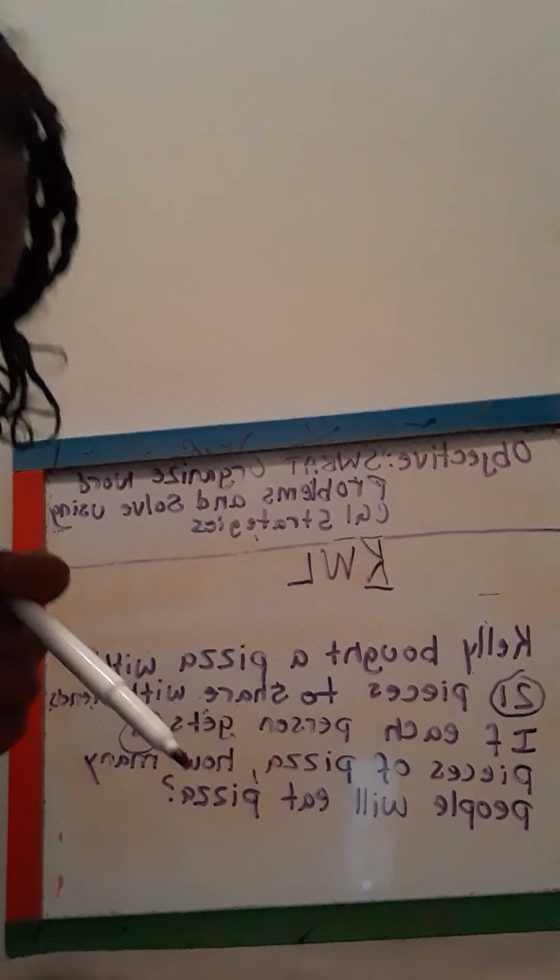All right, so we circled the numbers, and these are the things that we already know. They give us these numbers, and these numbers are important in helping us to solve our problem. So we know that we have 21 pieces of pizza to share. That's our total. Now, we also know that each person has got 3 pieces. So this pizza that has 21 pieces is going to probably be divided into 3.